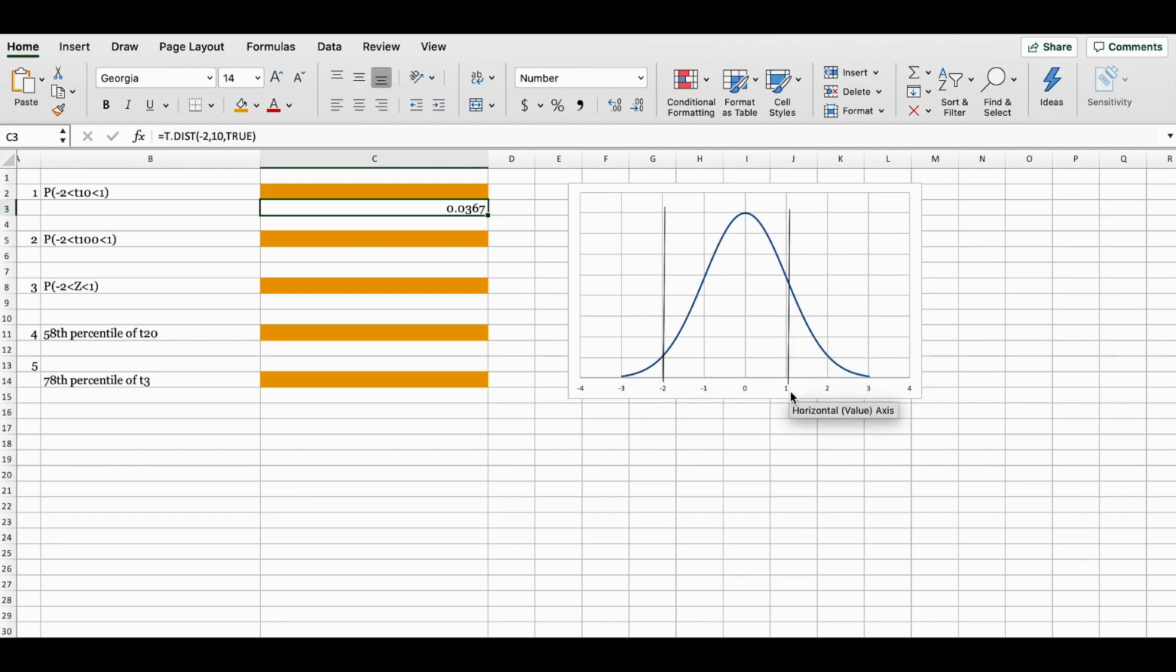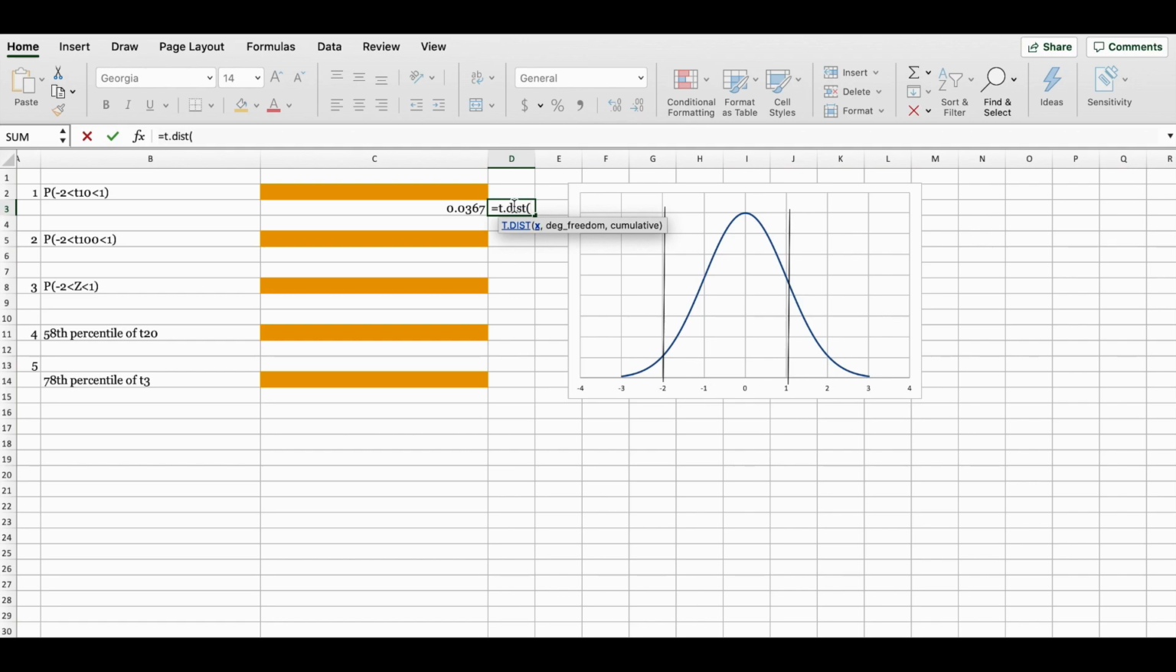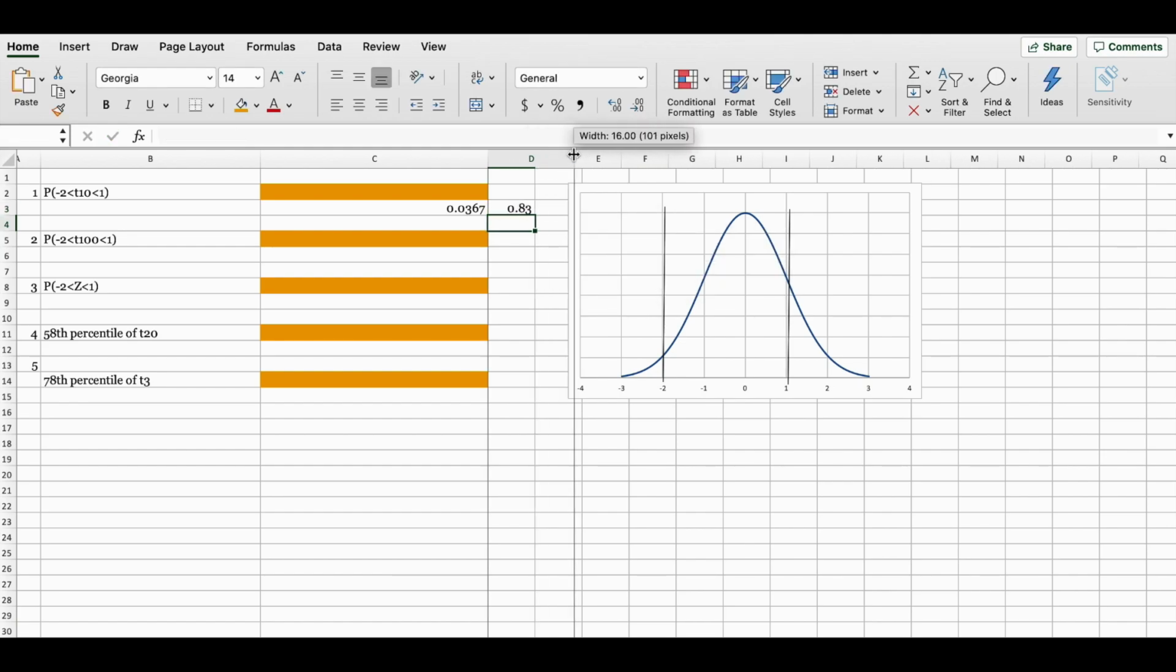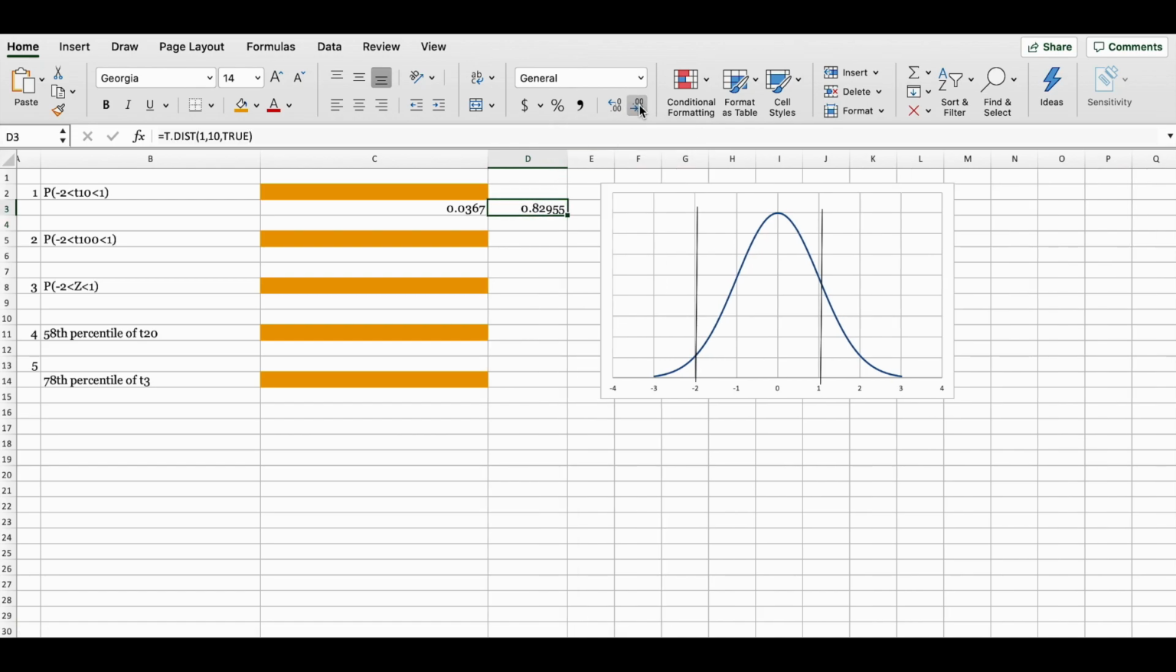Let us find the area on the left hand side of 1. X is 1, degree of freedom is 10, and again we're using the true statement. Now let's try to understand these two answers. This 0.0367 is the probability on the left side of -2. This 0.8296 is the probability on the left side of 1.